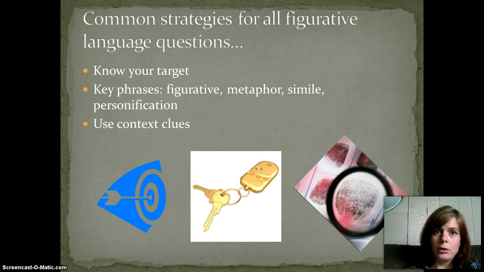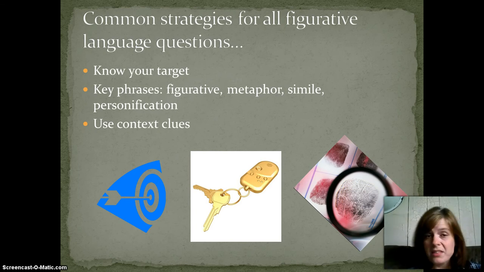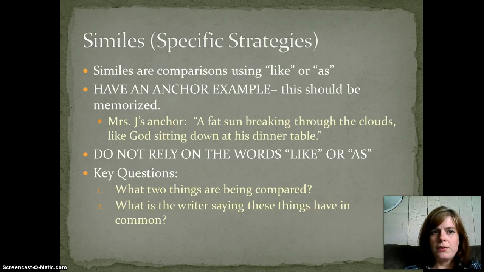Just like in vocabulary, you can also use context clues to identify figurative language meanings. You're probably going to need to read the paragraph around or the entire selection to be able to figure out why an author used a particular metaphor to describe this character. But we'll talk about that again here in the specific strategies. So we're going to start out with similes because similes tend to be the easiest.